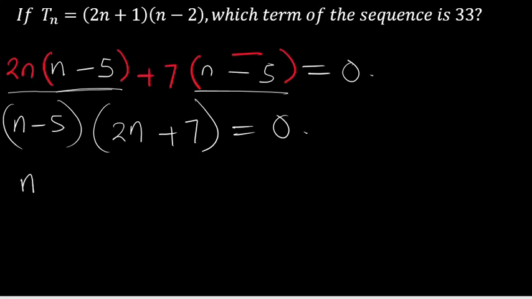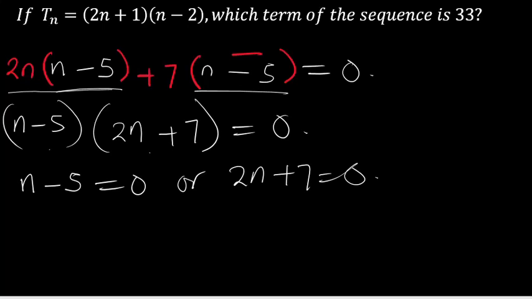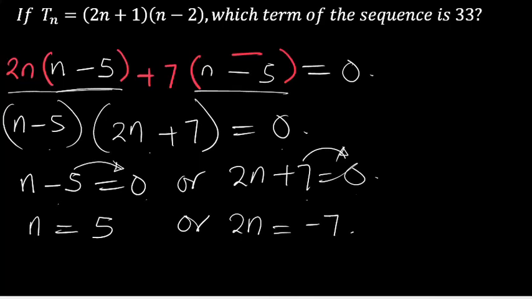So that implies that n minus 5 is equal to 0, or 2n plus 7 is equal to 0. Since this times this is equal to 0, either this is equal to 0 or this is equal to 0, or both are equal to 0. If n minus 5 is equal to 0, let's move minus 5 to the other side. You have n equal to 5. Or for this, let's move plus 7 to the other side. You have 2n equal to minus 7. So divide both sides by 2. We have n equal to minus 7 over 2.